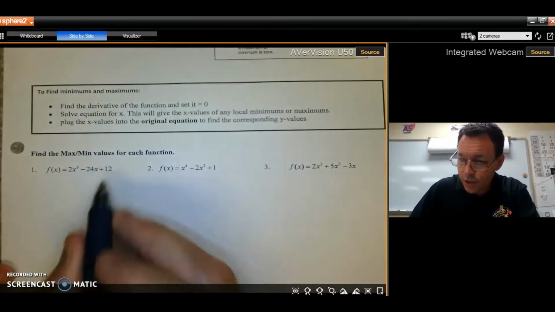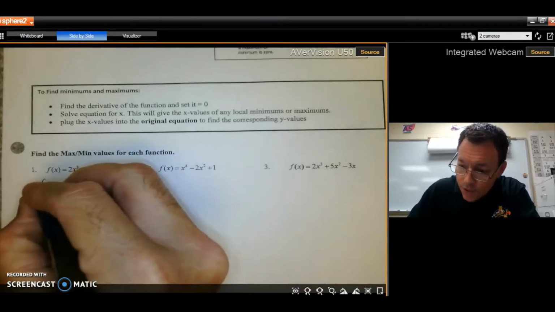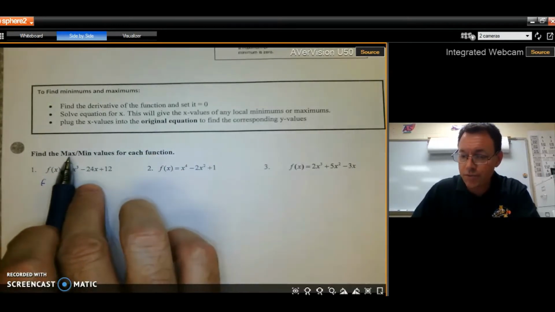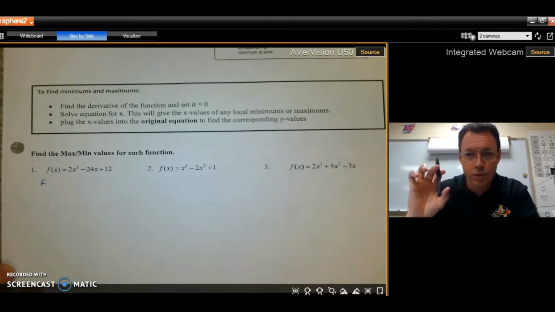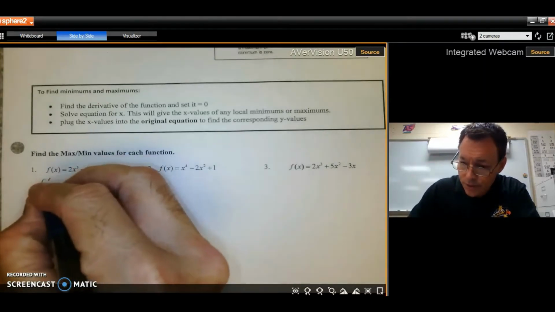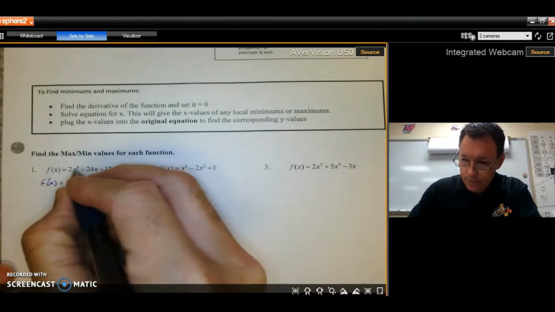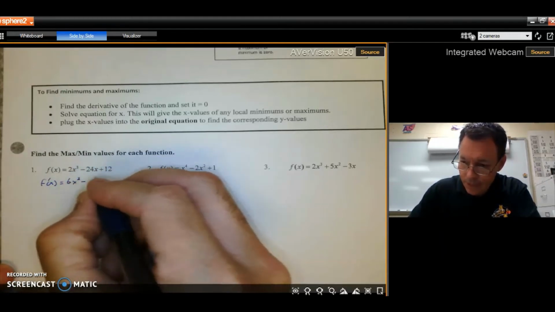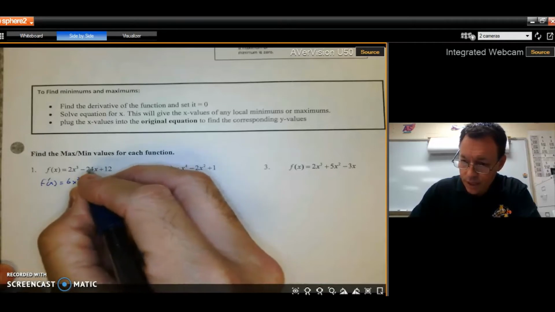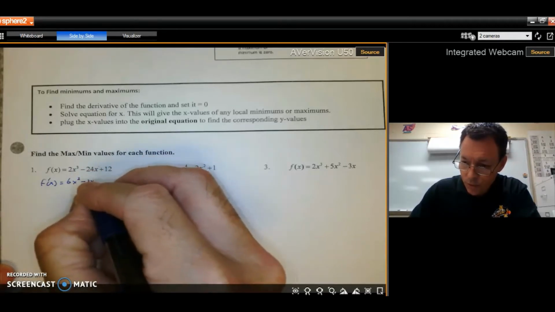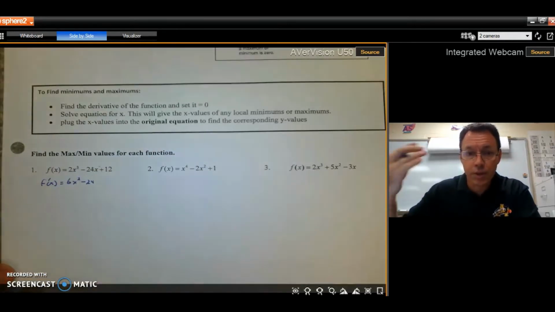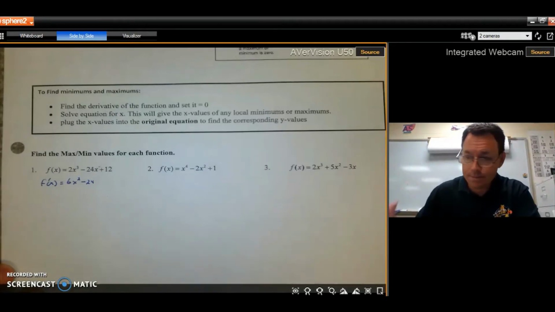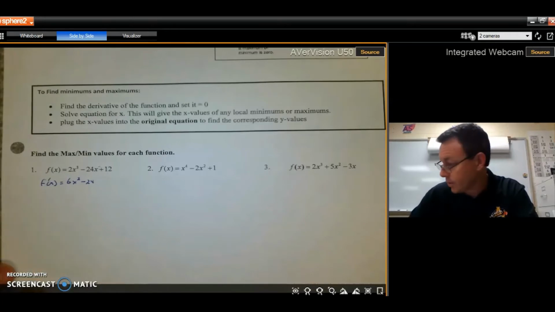So here's my function. And so the first thing I'm going to do, so all we're doing right now is we're going to find the maximum and minimums. We're going to find where those points would be located. So I'm going to find the derivative, which will be 6x squared minus, it'll be 1 times 24, so 24. This is x to the first, so we're going to reduce it by 1, so it's just going to disappear. And then your constant always disappears. So that's it. That's our derivative.